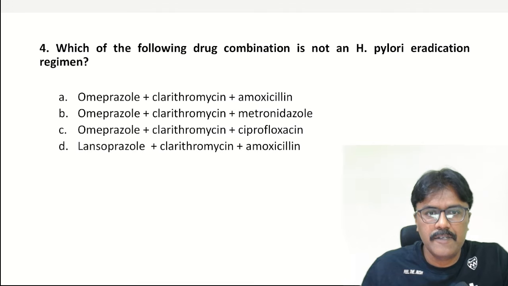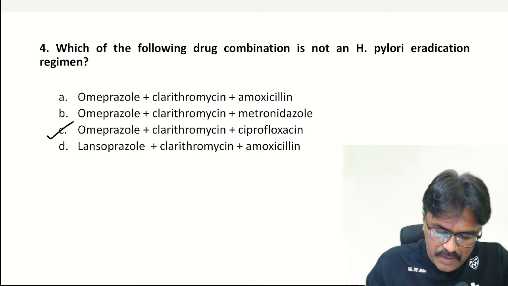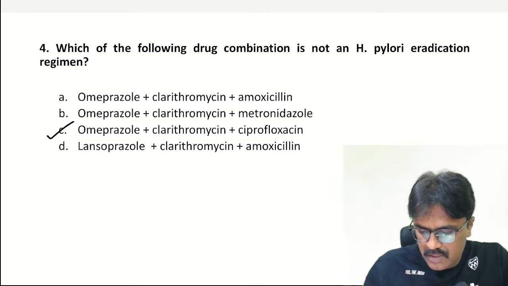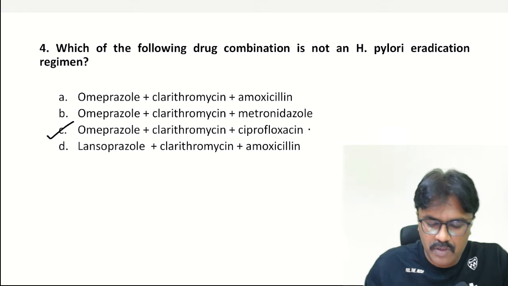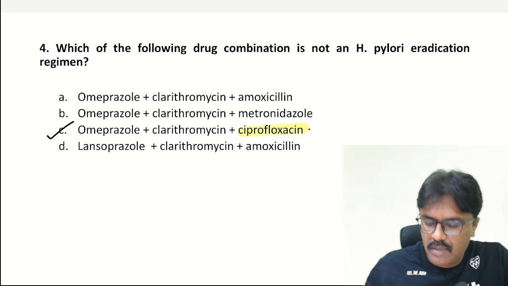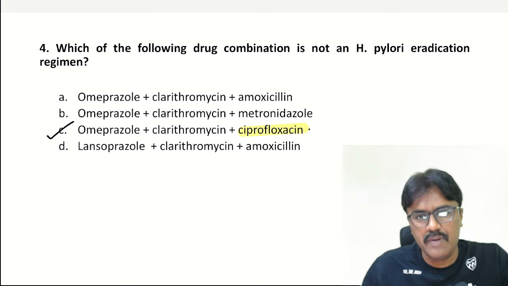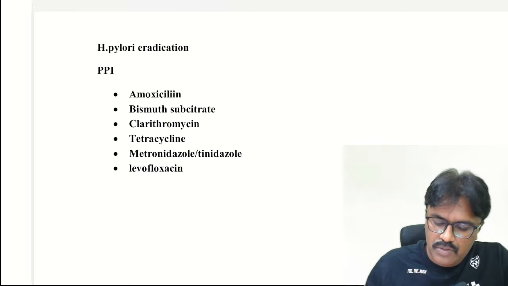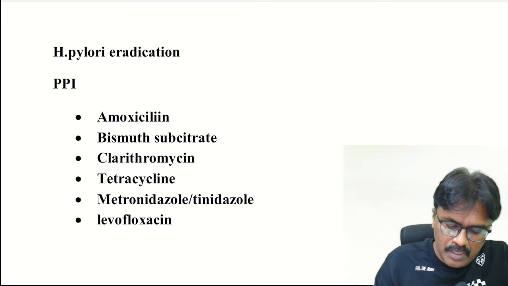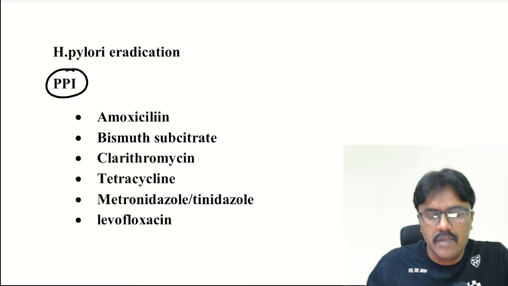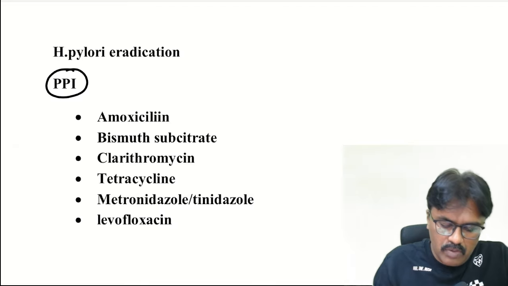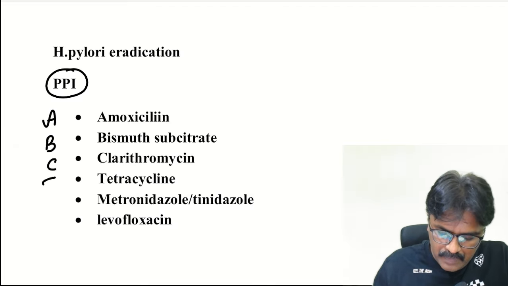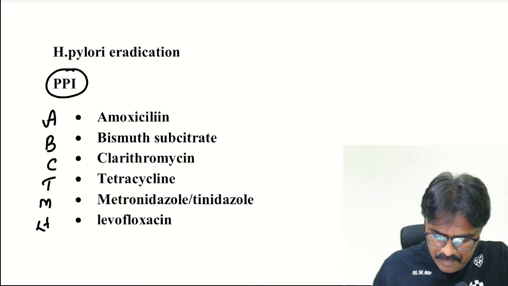What is the right answer? The right answer is option C, omeprazole, clarithromycin, ciprofloxacin. This is not used for eradicating H. pylori because ciprofloxacin is not going to eradicate H. pylori. Can we use other options? Yes. What are the drugs used for H. pylori eradication? Remember, we use a PPI. We use antibiotics. The mnemonic you need to understand is ABC, trademark, limited.